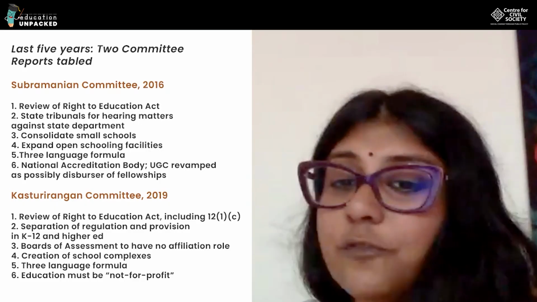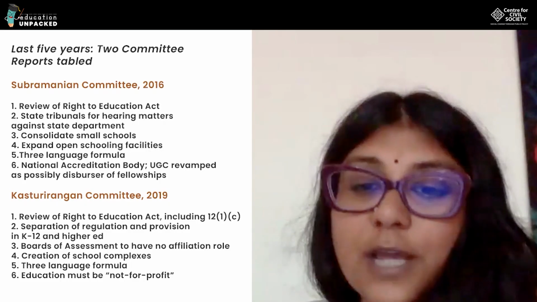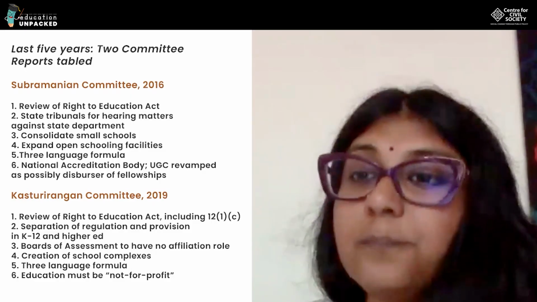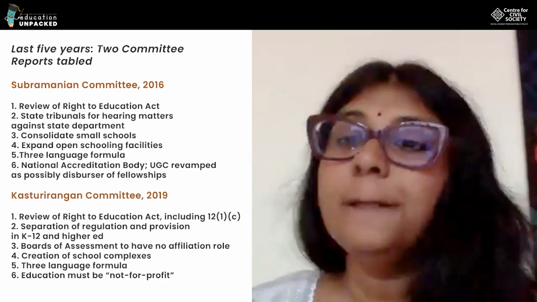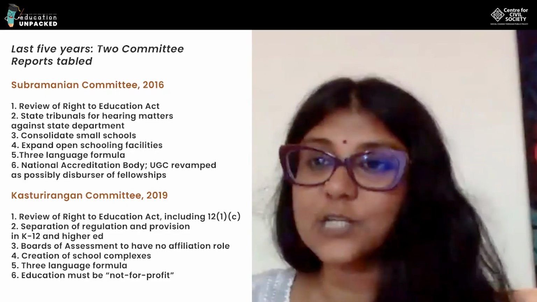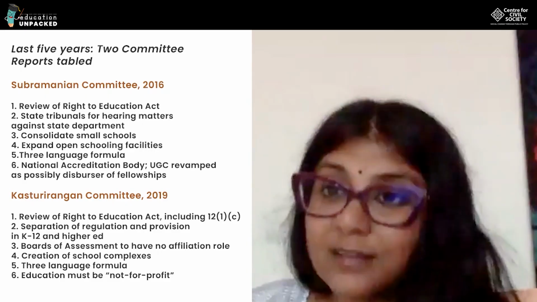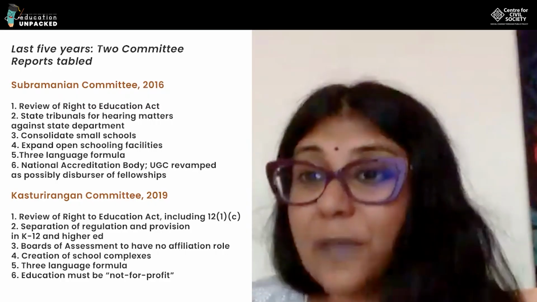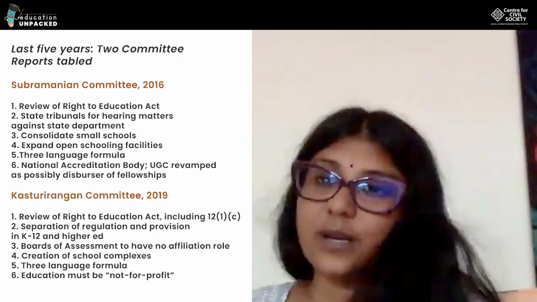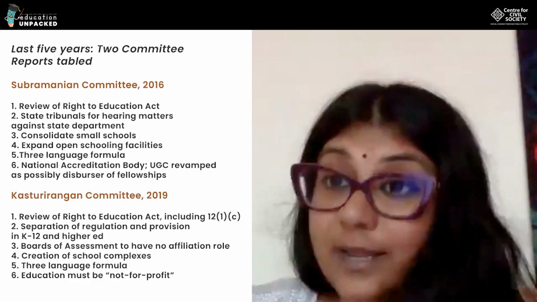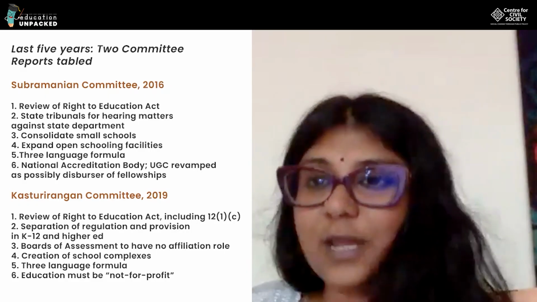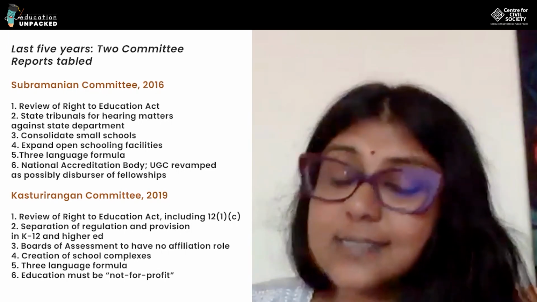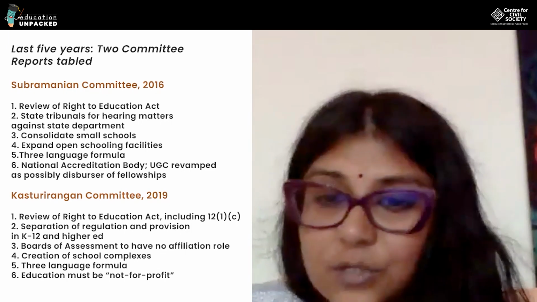So in the case of school education, it recommends the separation of the regulation functions from the provisioning functions. If you remember, at the state level, the State Education Department both runs government schools and is the regulator of private schools. This is a big conflict of interest. And the Kasturirangan Committee, I think, was the first to recognize this and to recommend this, based on representations from organizations like CCS, that this must change.